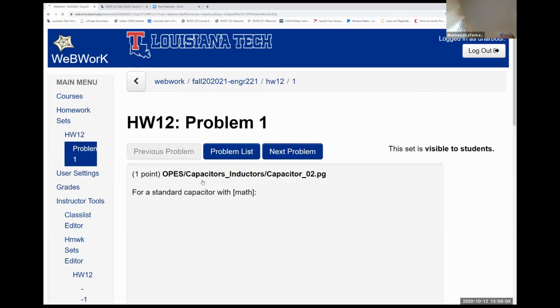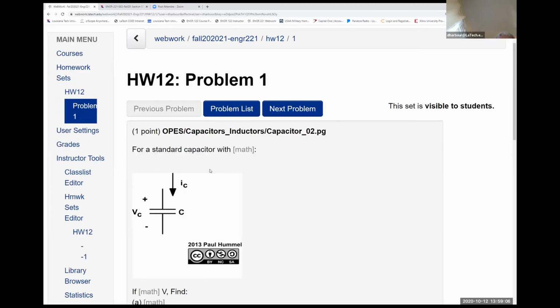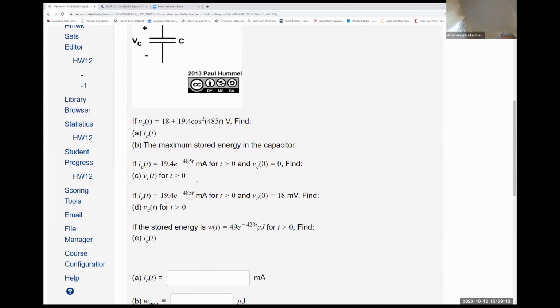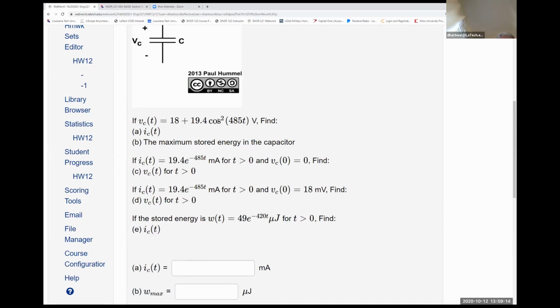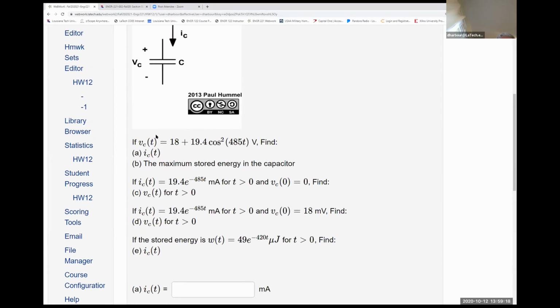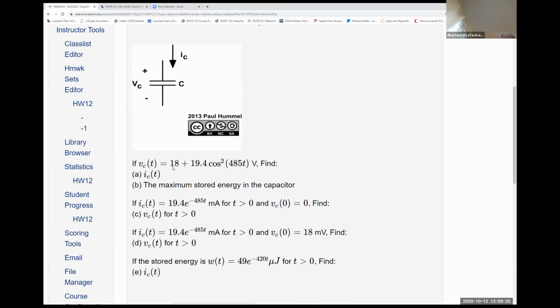Problem 1 here, just some standard stuff. At least parts C, D, and E are all using exponentials. Part A, again, is using cosine squared. And I think you've got to find the derivative of that, right? I is equal to C dV dt. So you've got to find the derivative of cosine squared. And because it's homework, hopefully you won't find it too bad.